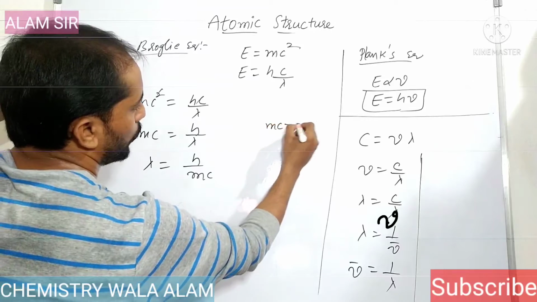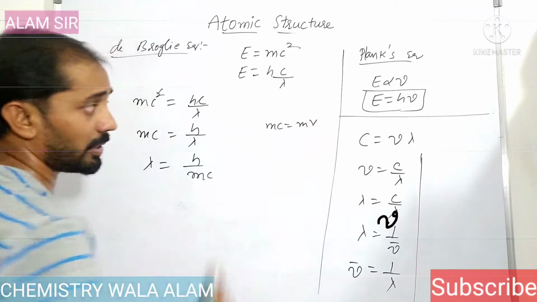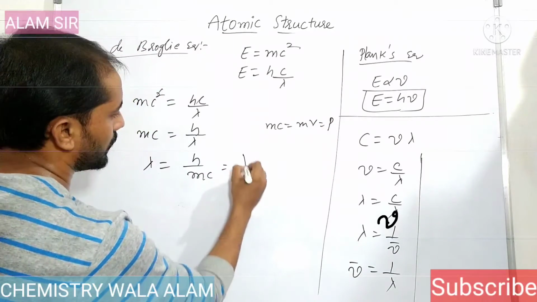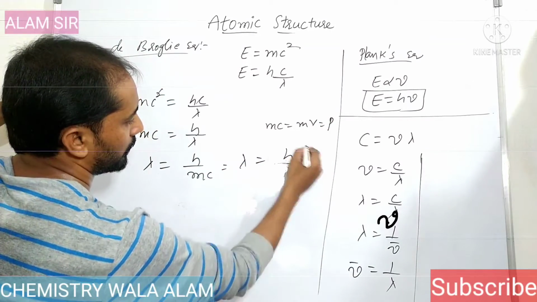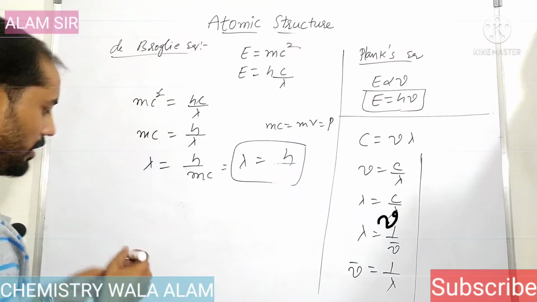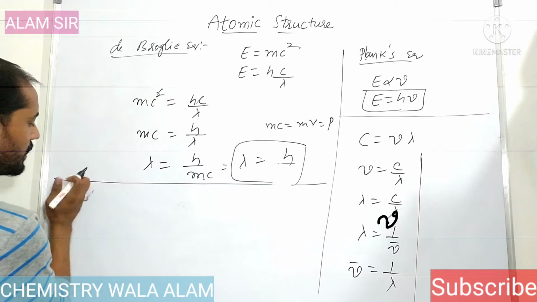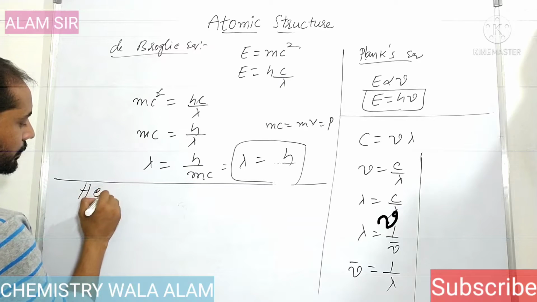Here mc is equal to mv, that is mass into velocity, which is called momentum. So you can write lambda equals h by p. This is the de Broglie's equation. And after that, the Heisenberg uncertainty principle is there.